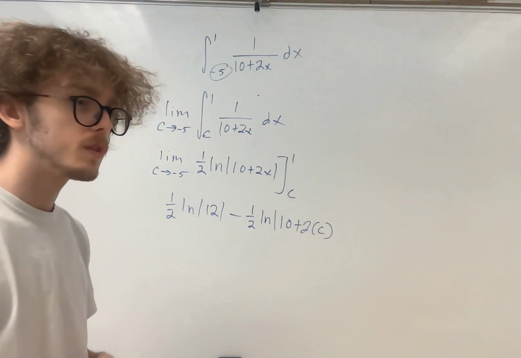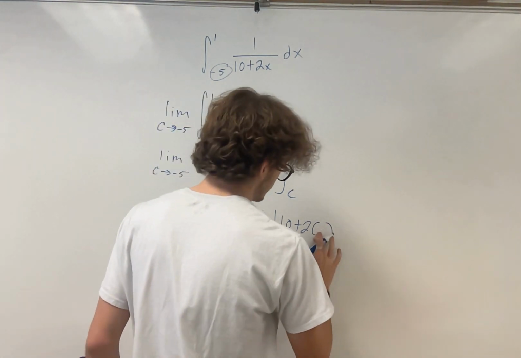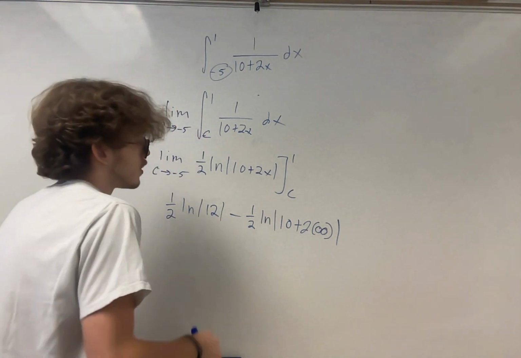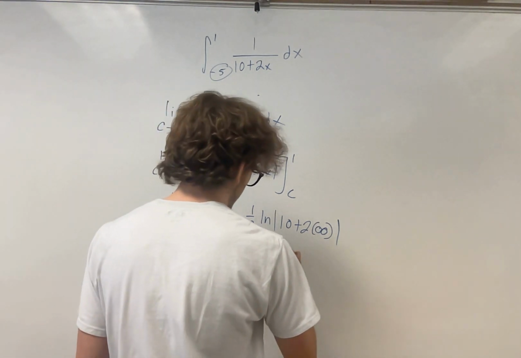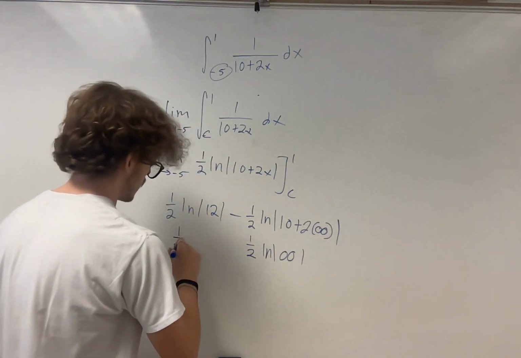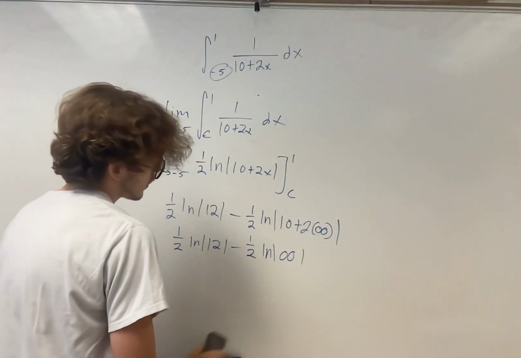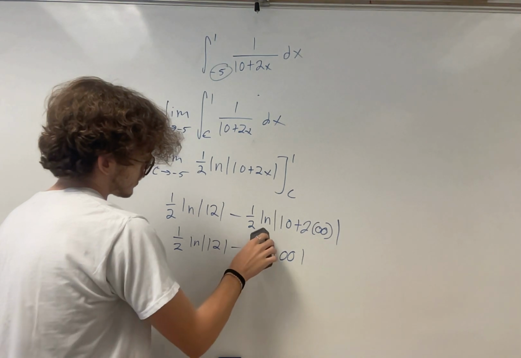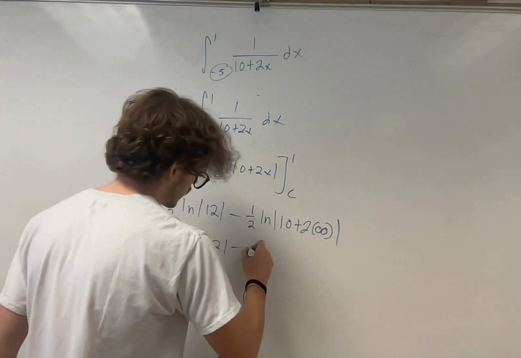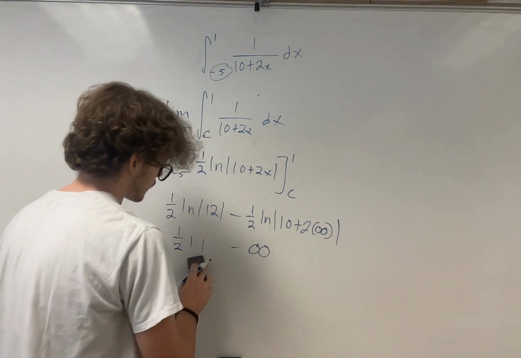Well, what happens as we approach -5 on that graph that we saw? We go to infinity, so we need to plug in infinity here. So 10 plus 2 times infinity is the natural log of infinity. Okay, so this is 1/2 natural log of 12 minus 1/2 natural log of infinity. Well, that will just simplify to infinity. And then this here, it's just infinity, guys.